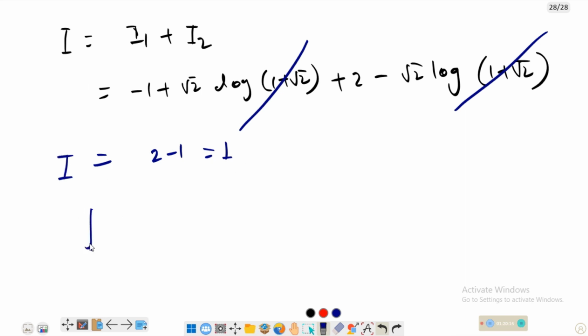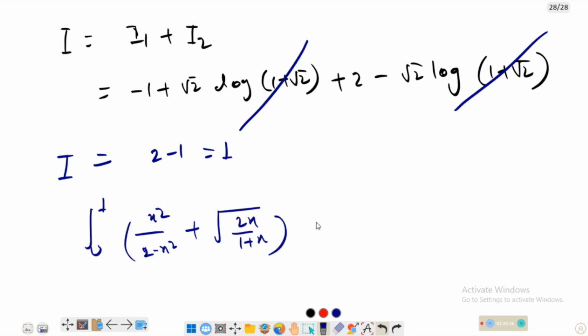What is I? The integral from 0 to 1 of x square upon 2 minus x square, plus under root 2x upon 1 plus x dx is equal to 1. Basically this integral is equal to 1. This is our 14th question. So we come to question number 15.